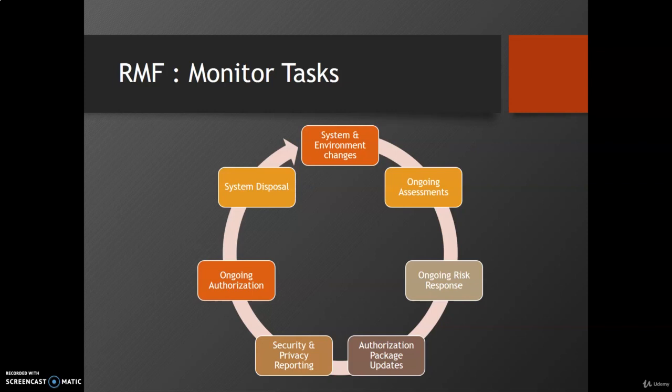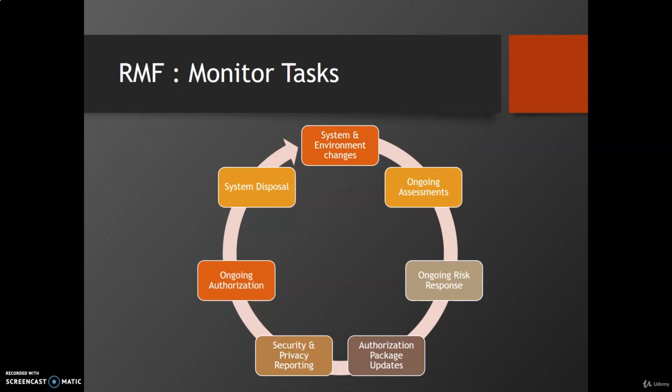Today we are going to look at the seventh and last step of the implementation of the Risk Management Framework, that is Monitor, and it has 7 tasks which you can see on your screen. So let's start with the Monitor step and its tasks. Let's start with the purpose of the Monitor step. The purpose of the Monitor step is to maintain an ongoing situational awareness about the security and privacy posture of the information system and organization in support of information management decisions.